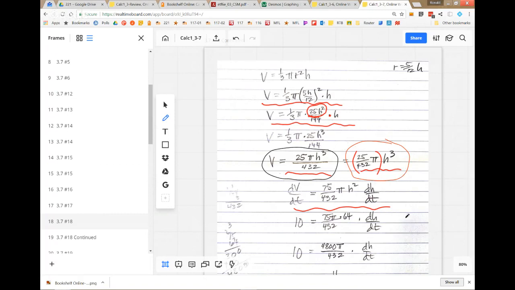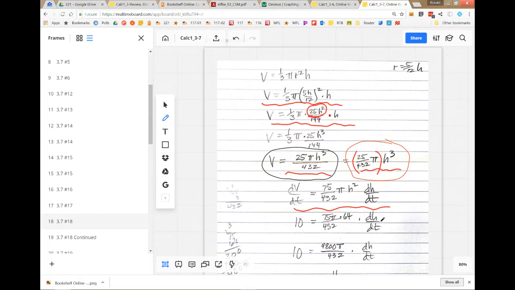Okay, so now it's time to implicitly differentiate. So dV/dt on the left. On the right, 25 over 432 pi, that's a constant. Pi is a constant, all those numbers are a constant. So we don't really do any derivative there, but we do the power rule on h cubed. 3 comes down, that's where we get the 75. H goes down in power, down to 2. And then, because h is not small t, I need to do the power rule, dh/dt.